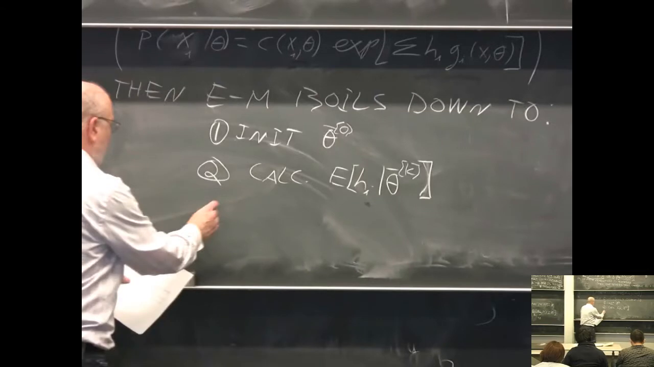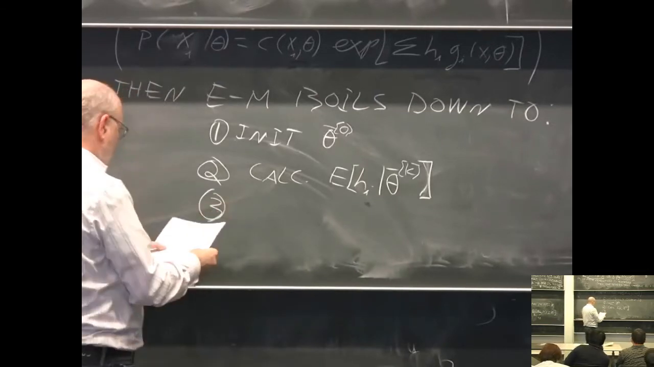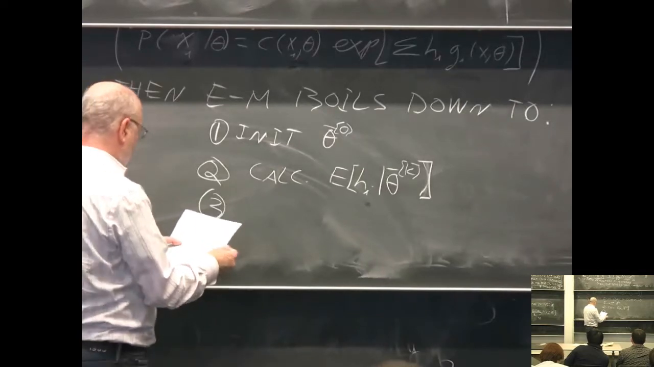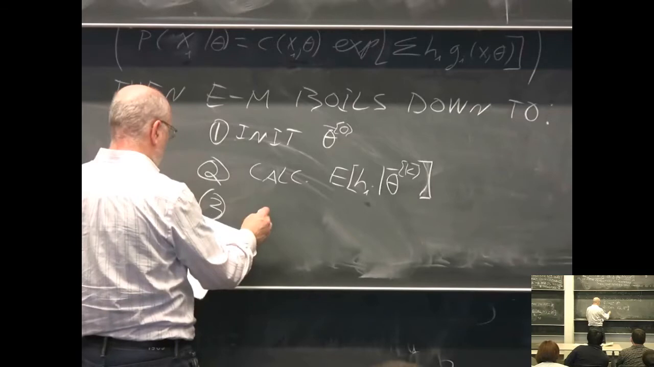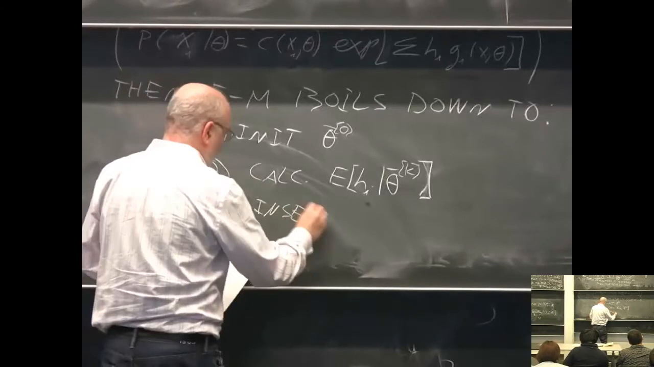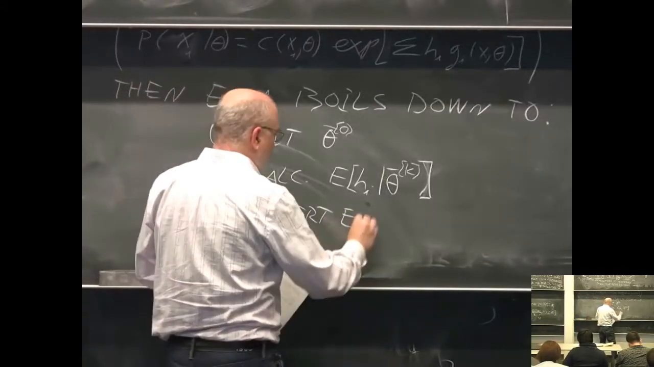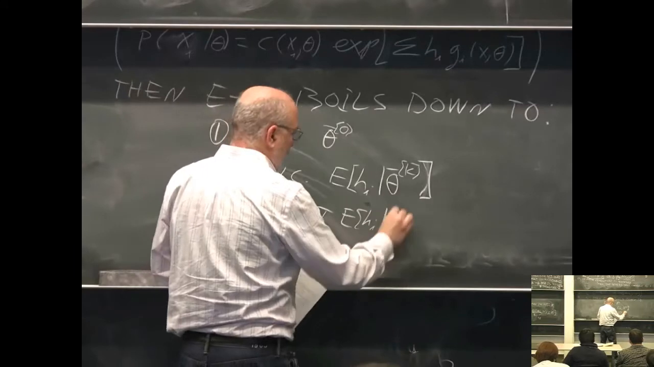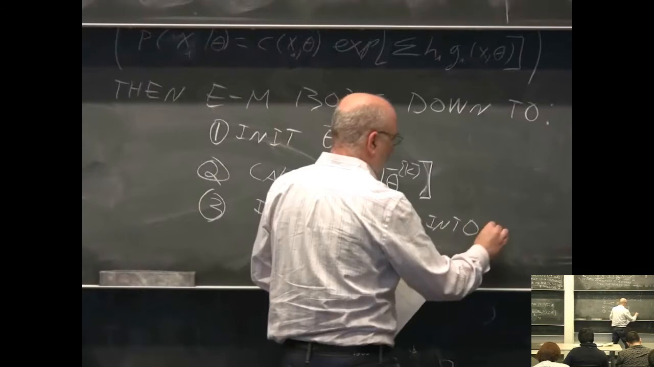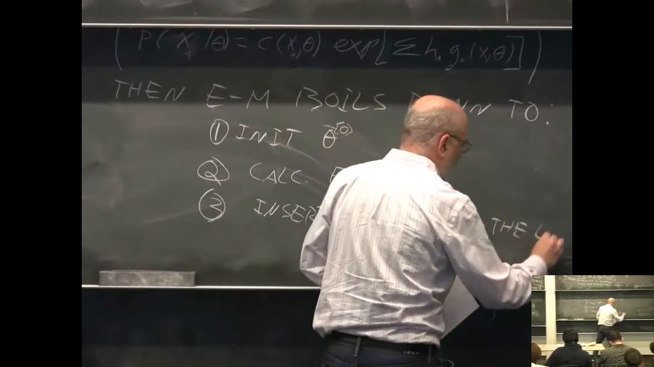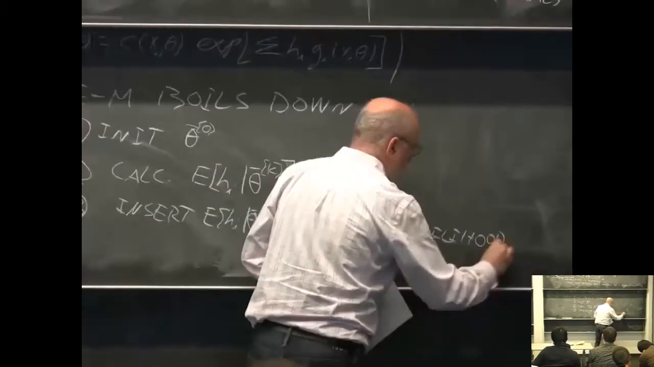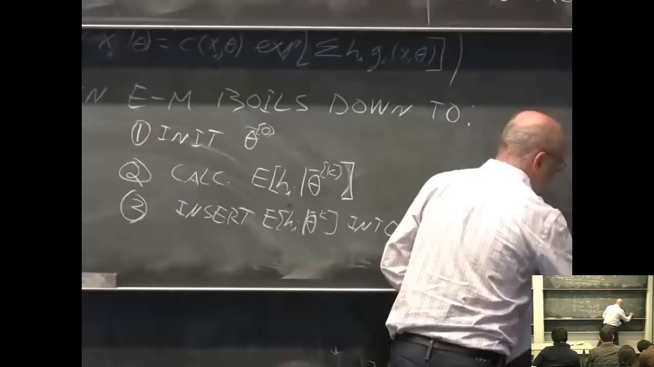So then the third step would be to insert E of HI given theta k into the likelihood function and maximize.